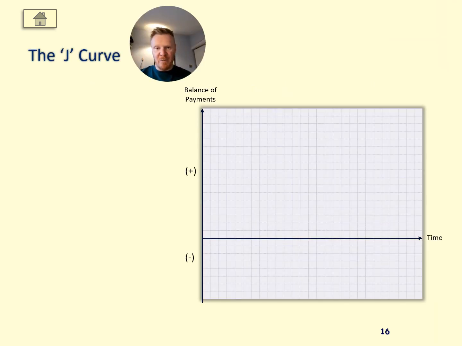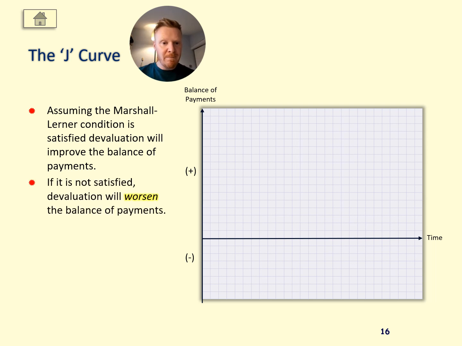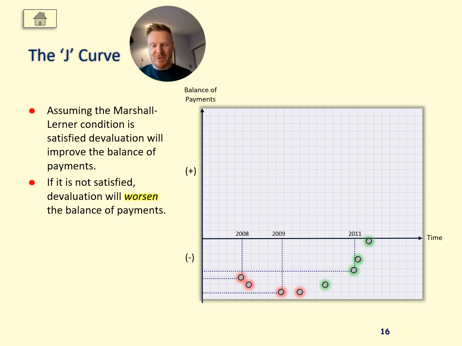The J curve. We've got lovely diagrams in this topic. So the J curve. Now, assuming the Marshall-Lerner condition is satisfied, devaluation will improve the balance of payments. Excellent. It solved the problem without making us all poorer like expenditure reduction policies do. But if it is not satisfied, devaluation will worsen the balance of payments. Okay, we've got some more lovely animations here.